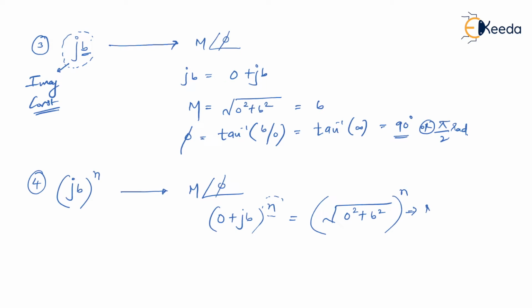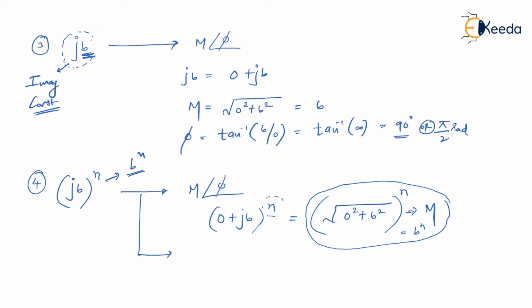So this is nothing but the magnitude value. Obviously, this B square and under root will cancel each other. So the final magnitude will become B to the power n. And that's what I said: whenever there is a complex constant or imaginary constant, just remove j, and whatever remains is itself the magnitude. So over here also, you can say the magnitude is directly B to the power n. I hope you understood this.